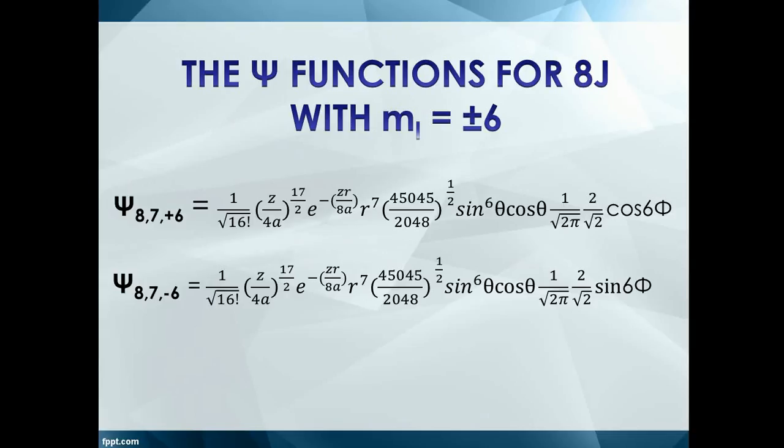After the substitutions, we now get the two distinct wave functions for the 8J orbital with the ML value of positive/negative 6. As you can see, the main difference is that the positive 6 has a value of cosine 6φ for this part, and the negative 6 value has a value of sine 6φ for this part. This is basically due to the differences in the orientation of the orbitals of the 8J with regards to its ML value of positive 6.